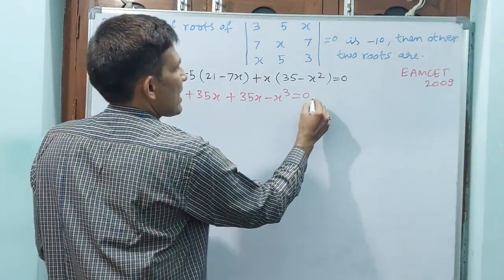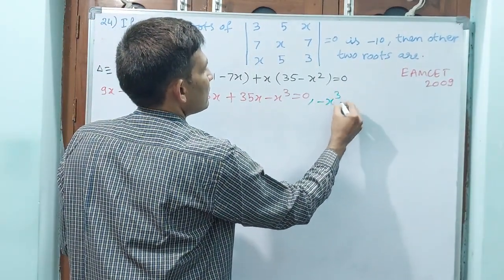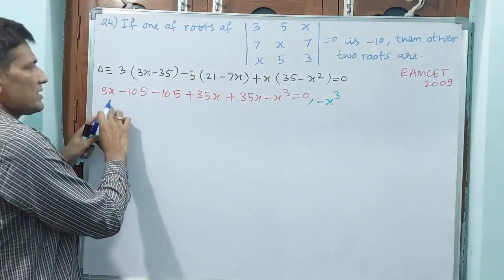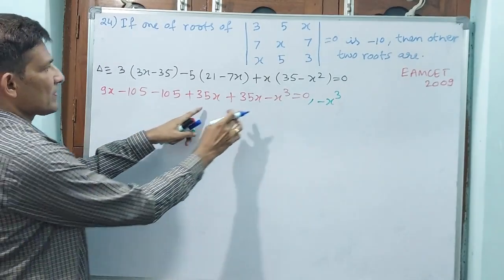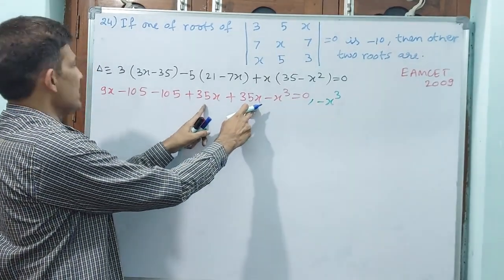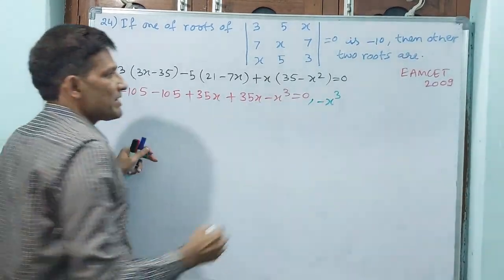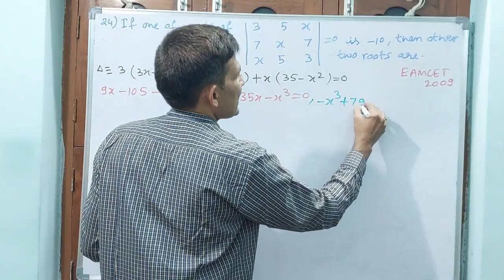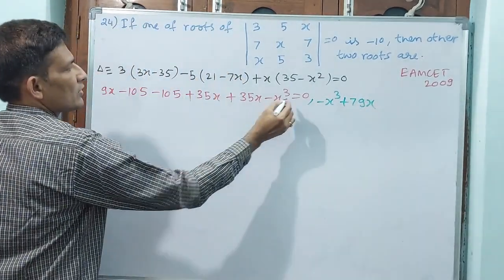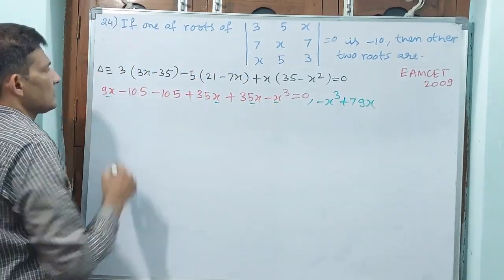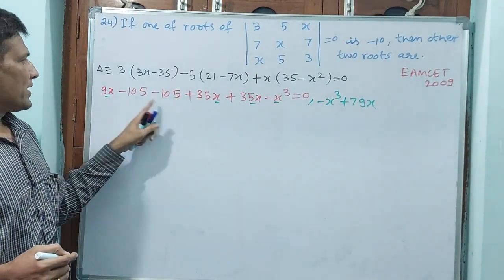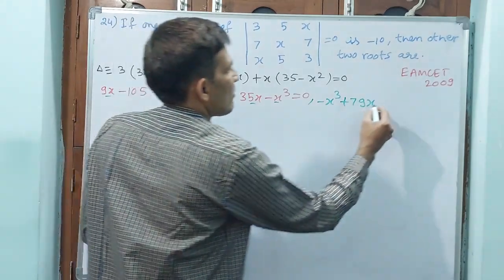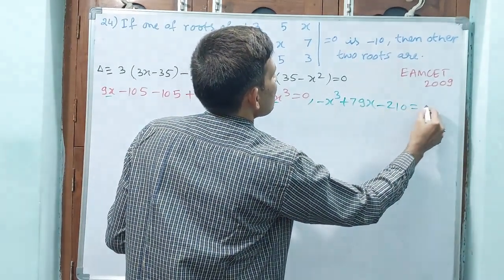Now I am keeping minus x cube. Is there any x square? See, x square is not there, x cube is there. 35 plus 35, 70 plus 9, 79x. See, x cube and x are done. Now only these two have left: minus 210 is equal to 0.